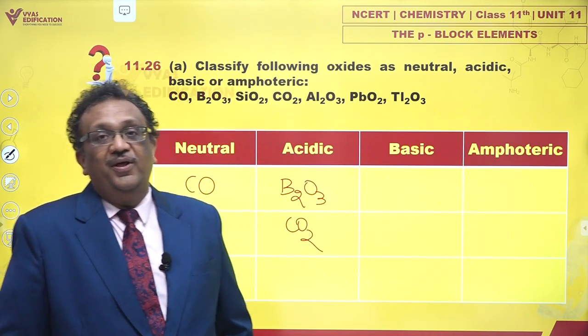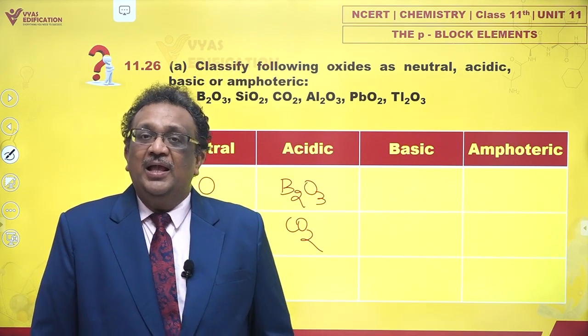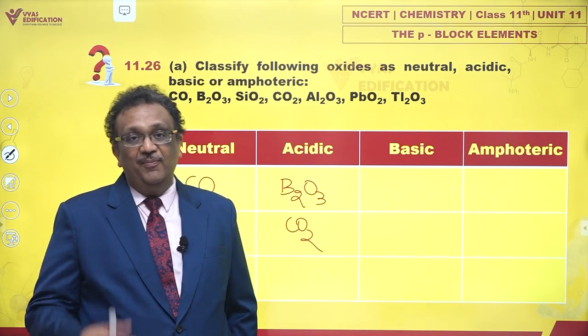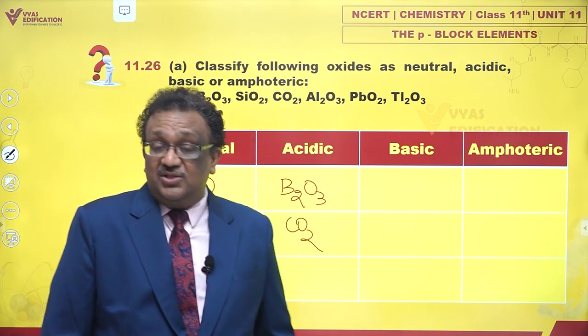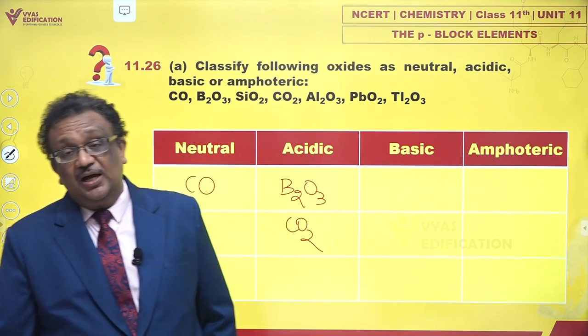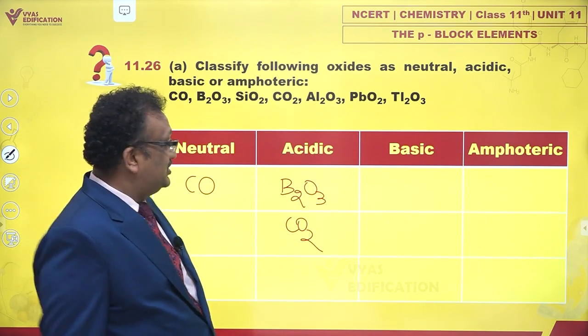SiO2 is very, very debatable. At times, there are people who claim that silica is acidic. Why? Because it reacts with bases. At the same time, there is an acid called HF with which silica also reacts. Silica can react with acids as well as bases.